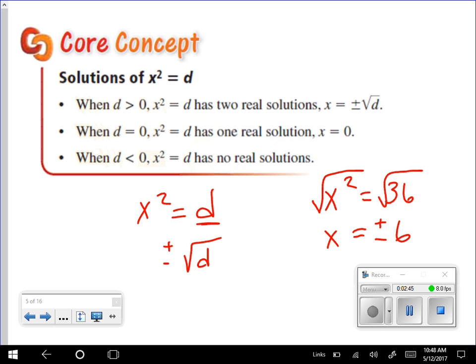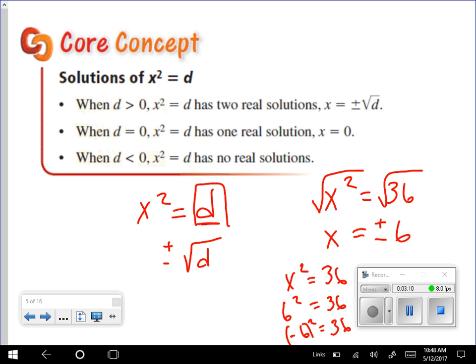Because look at this. If we had x squared equals 36, if we had positive 6 squared, that would be 36. If we had negative 6 squared, that would also be 36. So you can kind of check your answers that way. So whenever this piece over here is positive, you're going to have two answers, plus and minus.